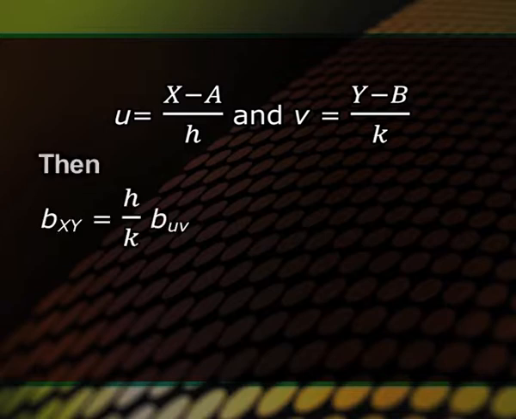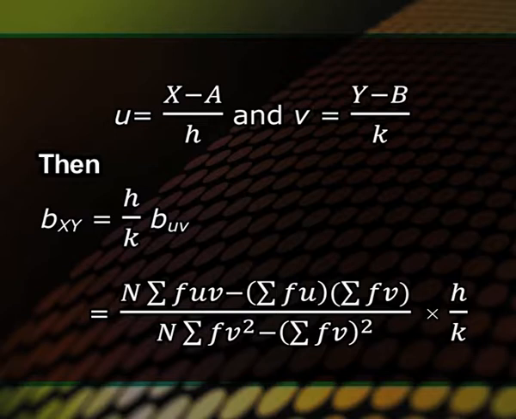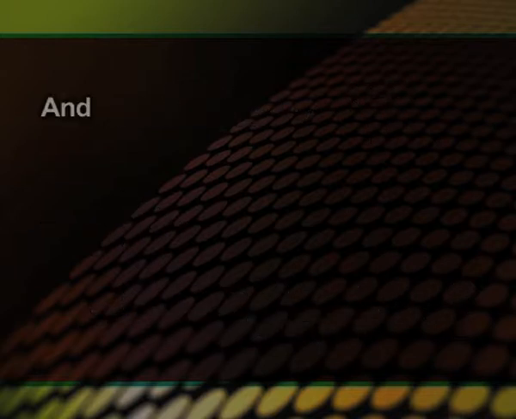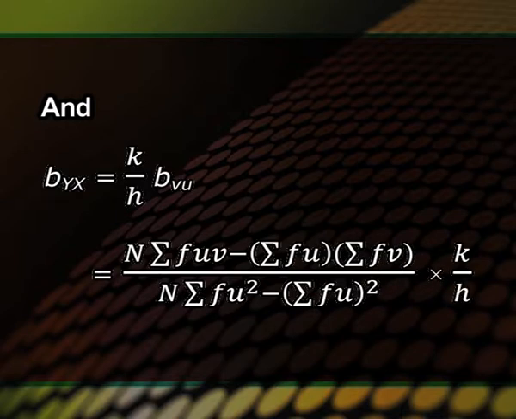In fact, if we define u equals (x minus a) by h and v equals (y minus b) by k, then bxy equals h by k times buv, that is equal to capital N times sigma fuv minus sigma fu times sigma fv, the whole thing divided by N times sigma fv square minus sigma fv the whole square, times h by k. And byx will be equal to k by h times bvu, which is equal to capital N times sigma fuv minus sigma fu times sigma fv, the whole thing divided by capital N times sigma fu square minus sigma fu the whole square, times k by h.